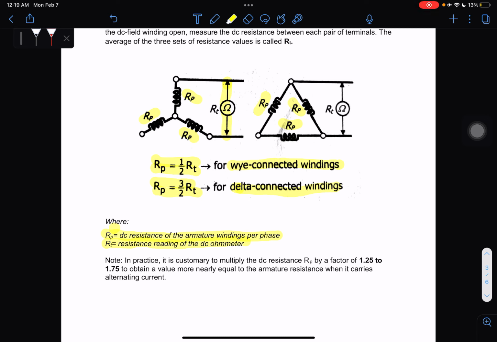Take note, in practice, it is customary to multiply the DC resistance RP by a factor of 1.25 to 1.75 to obtain a value more nearly equal to the armature resistance when it carries alternating current.